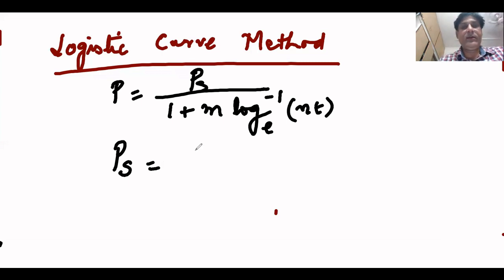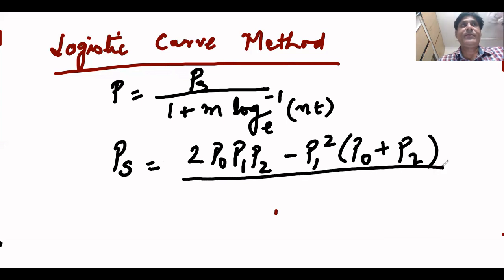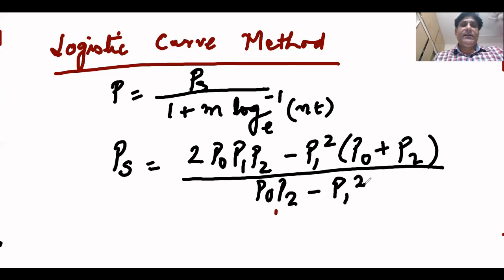It is given by 2 P0 P1 P2 minus P1 square, upon P0 P2 minus P1 square, times P0 plus P2. I'll tell you everything about this formula. Now, the PS is the saturation population, right?